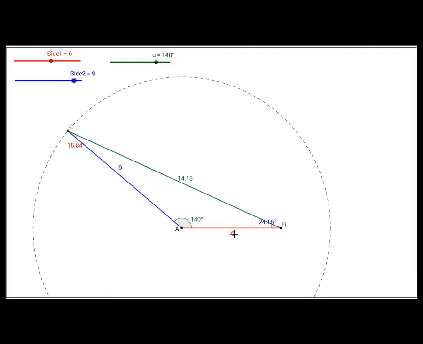So this red 6, that's the smallest side. It's opposite the smallest angle. The biggest angle is 140, and the side opposite is the biggest side. The middle angle is 24 degrees, and the side opposite is this middle side.